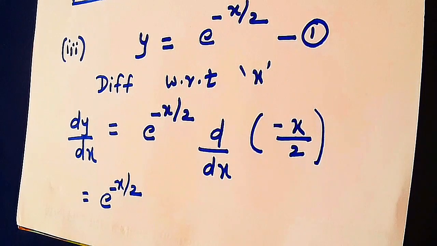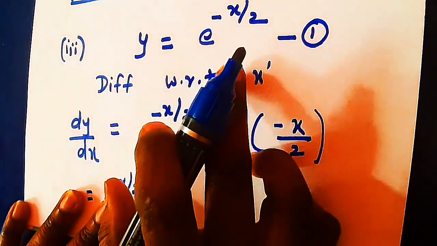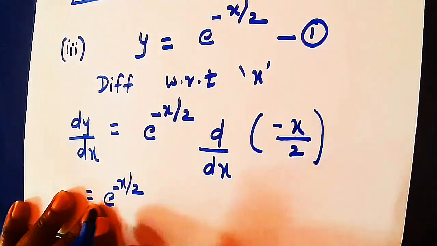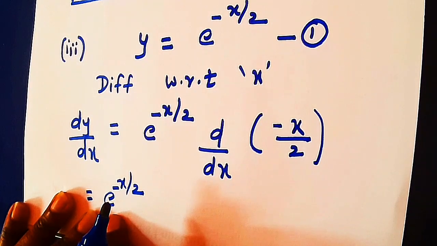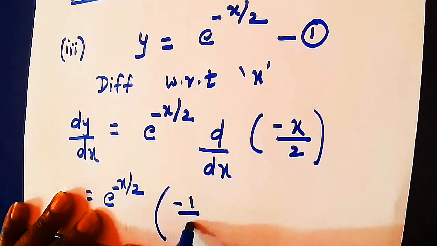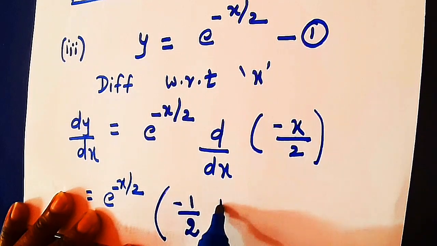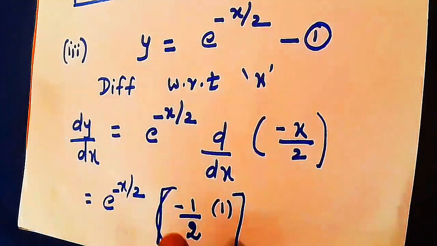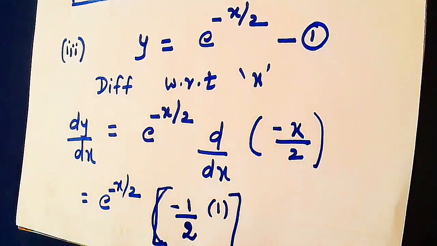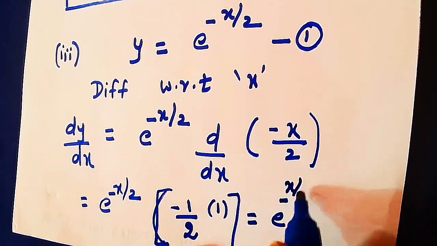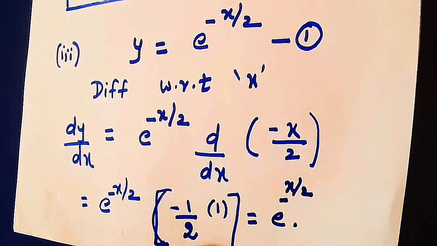What we did actually, we differentiated e to the power minus x by 2. When you differentiate, you'll get e to the power minus x by 2. Again, you have to differentiate minus x by 2. We keep e to the power minus x by 2 as it is, and minus half is a constant, so you keep it as it is. Differentiation of x will give you 1. So 1 multiplied by negative half gives negative half, which is equal to e to the power minus x by 2 times minus half into 1.